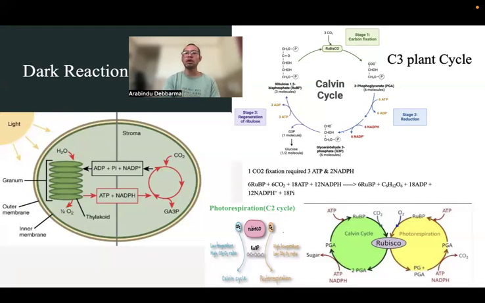This is a process called photorespiration, because we know in the respiration process it is CO2 that is released, and in the photosynthesis process it is oxygen that is released. Here, since CO2 is released during this process, it is called photorespiration.